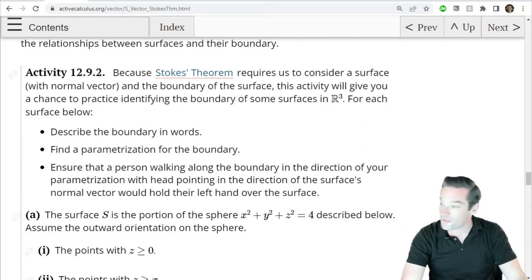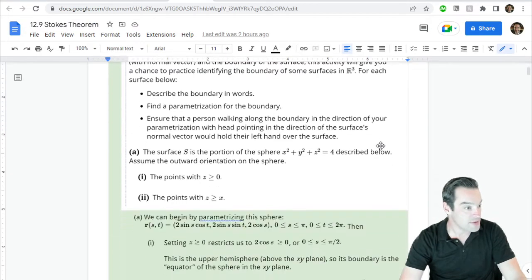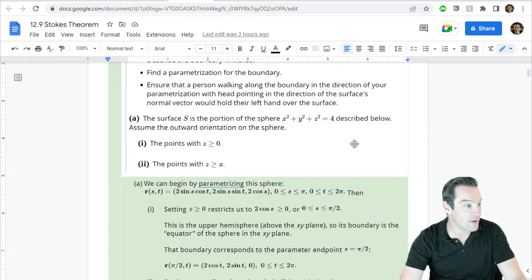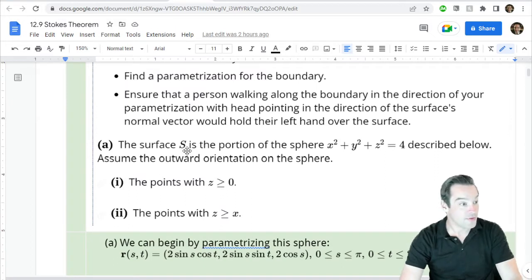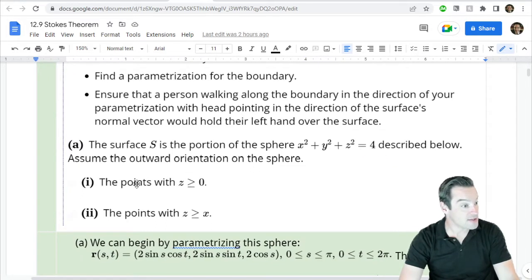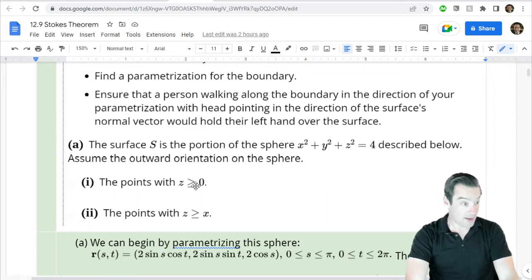And so the first portion of this activity just has us getting some practice thinking about that relationship between a surface and its boundary. And so I've done some portions of this for us. So if the surface is the portion of the sphere x squared plus y squared plus z squared equals 4, so that's a sphere of radius 2 centered at the origin, and if it just consists of the points with z greater than or equal to 0, then what would the boundary end up looking like?